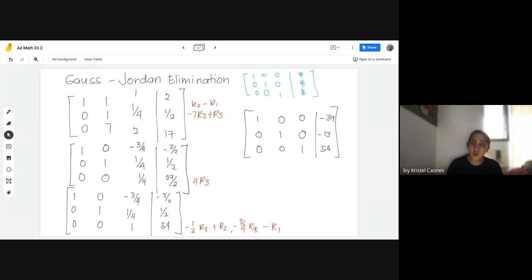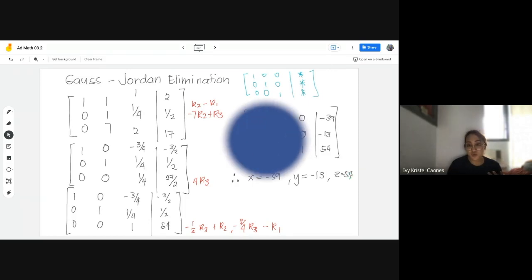In Gauss-Jordan elimination, whatever your answer here is, that is already the final answer. You will just conclude based on your matrix. X is equal to negative 39, Y is equal to negative 13, and Z is 54. No more elimination method, no more substitution method.